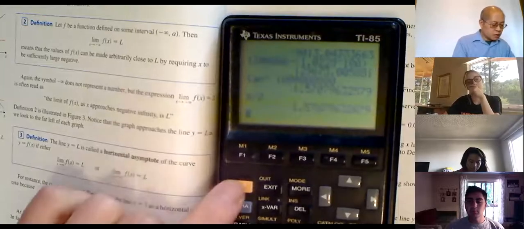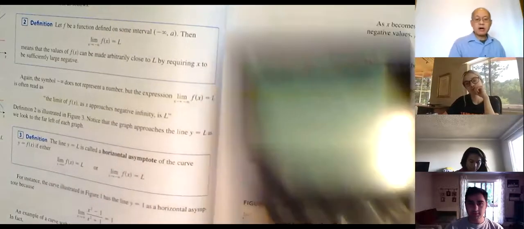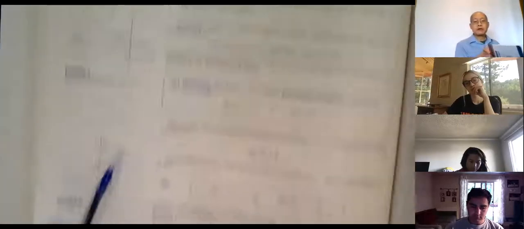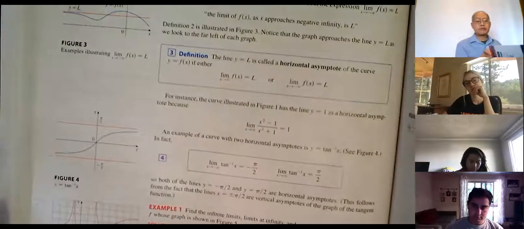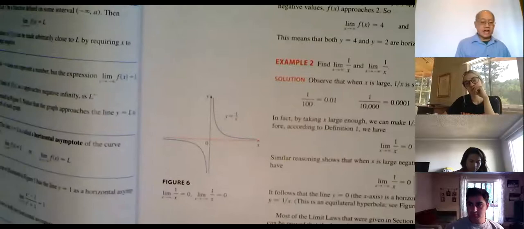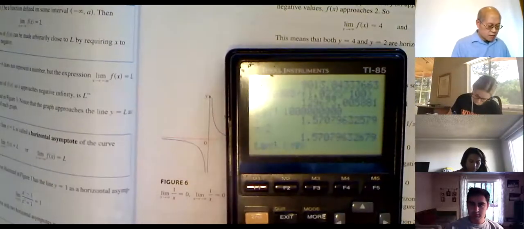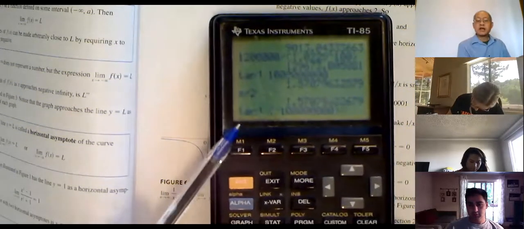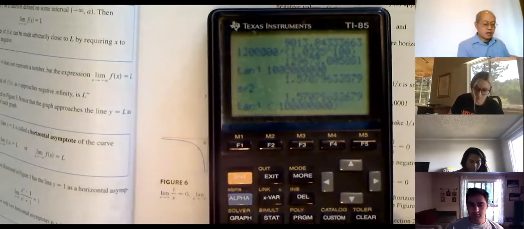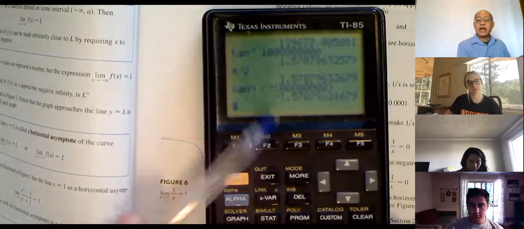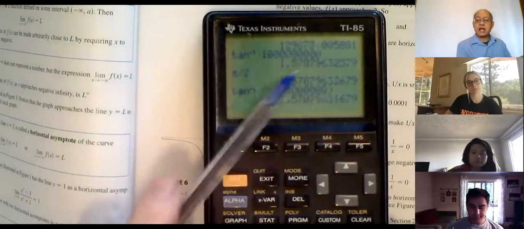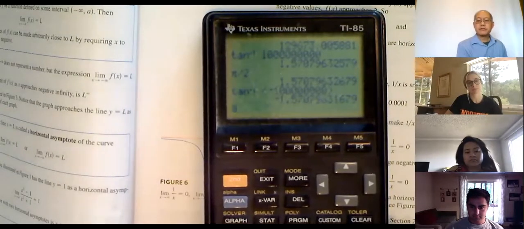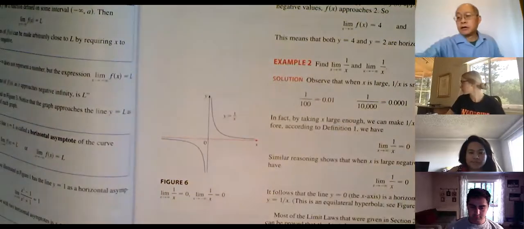And inverse tangent of a super big negative number from this graph. Inverse tangent of a super big negative number, I should get negative pi over 2. So negative 1,000,000,000. Okay, so I did inverse tangent of negative 1,000,000,000. It was negative 1.57. In other words, negative pi over 2. So there you go.